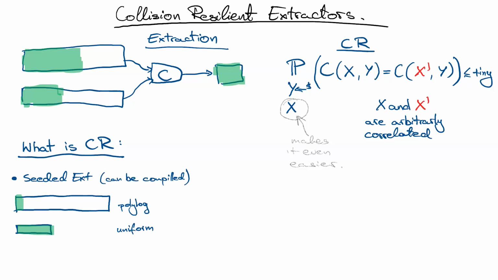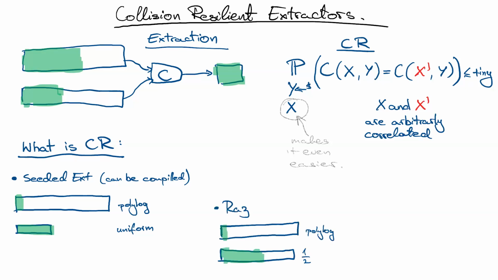All seeded extractors, so the extractors that have one source polylogarithmic and the other uniform, there's no non-malleability guarantee here. All seeded extractors either are collision resilient straight out of the box, or they can be compiled. Also, Raz's extractor, so this extractor that has one source with entropy rate half and the other source with polylogarithmic entropy, also is collision resilient if you play a little bit with the parameters.